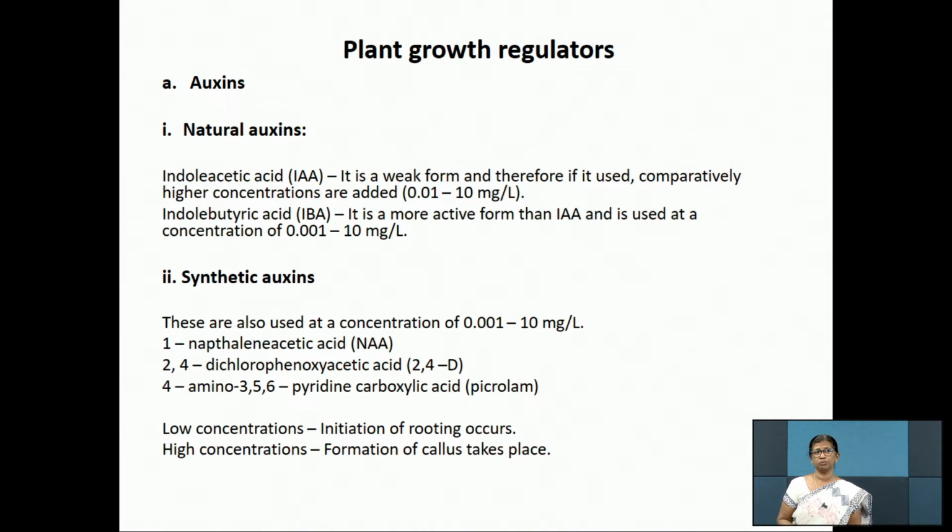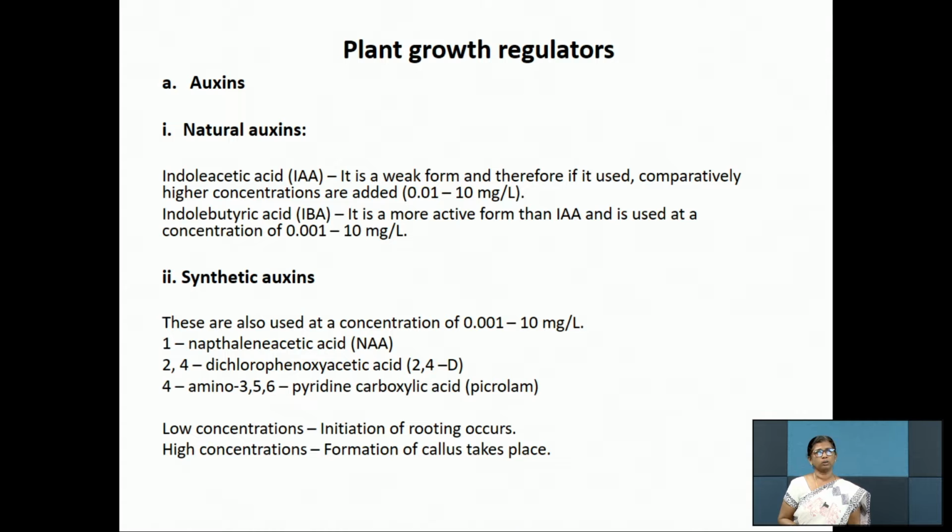It is a weak form of auxin, and it is added at high concentrations because it is very weak, 0.01 to 10 milligram per liter. And indole butyric acid is a more active form of auxin, and is added at a concentration of 0.001 to 10 milligram per liter. Examples of synthetic auxins are naphthalene acetic acid, then 2,4-D, then 4-amino-3,5,6-trichloropicolinic acid, that is picloram. All these synthetic auxins are added at 0.001 to 10 milligram per liter.